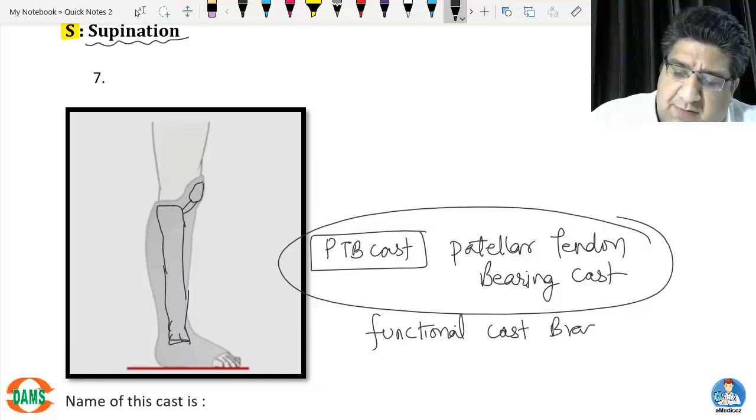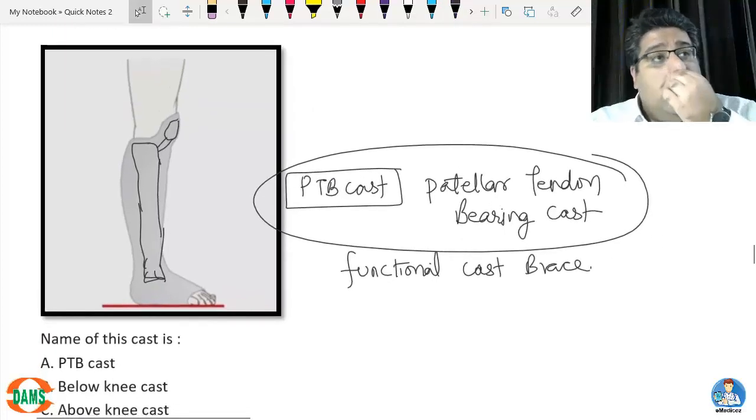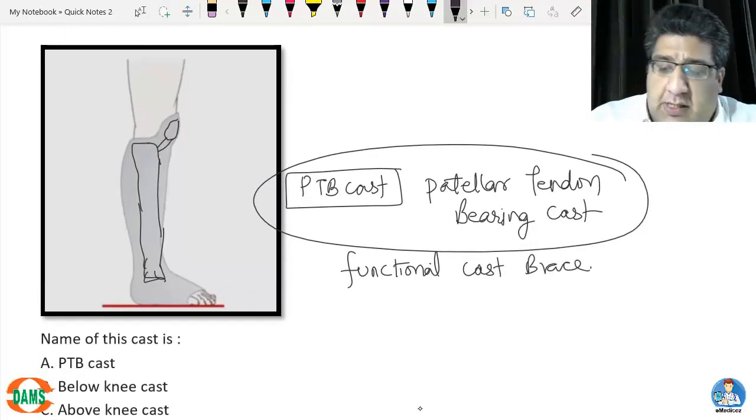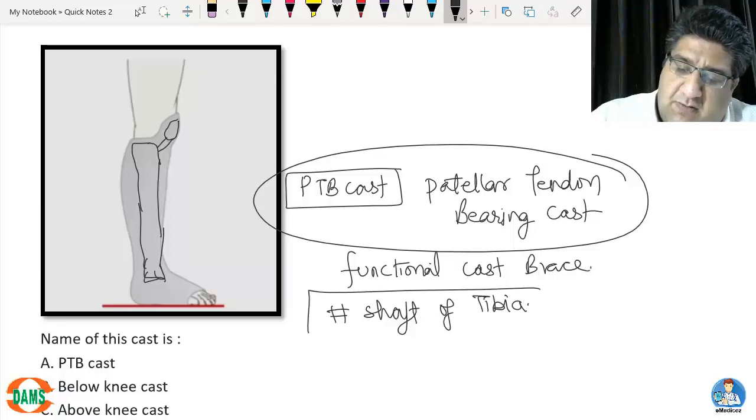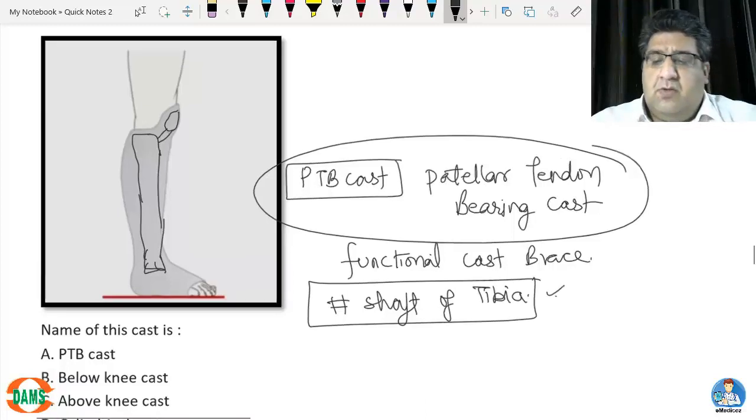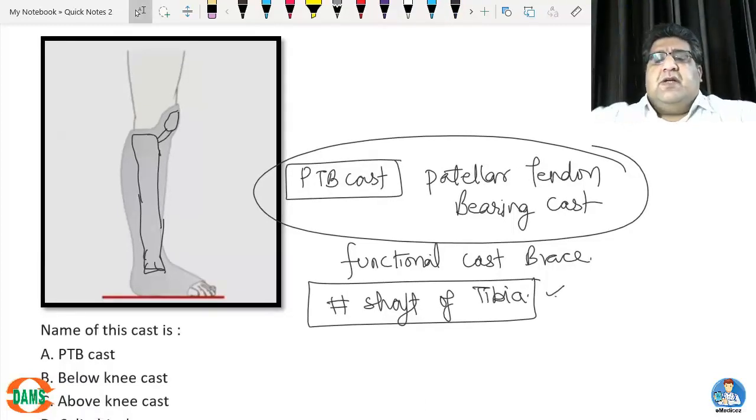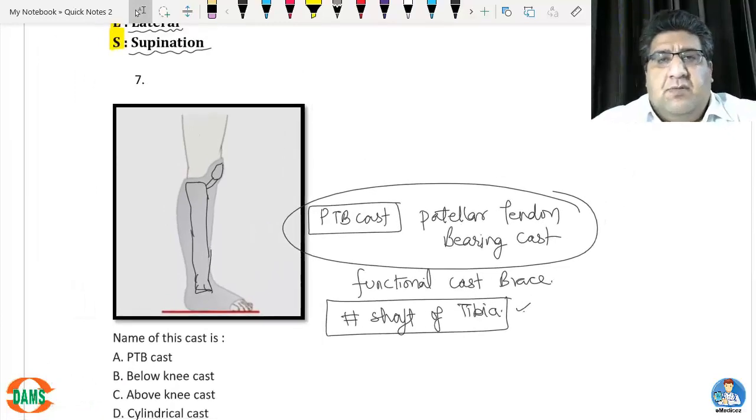I mean a kind of a cast in which the person can be ambulatory, can move up and about. And the classical example was always fracture of shaft of tibia. Okay, the classical example is fracture of the shaft of the tibia.